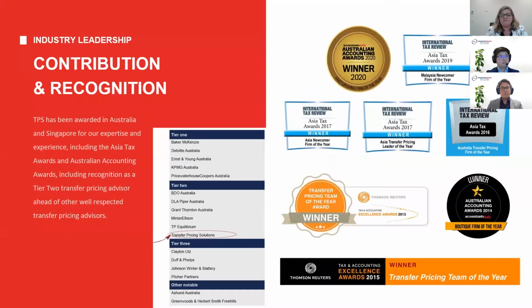Just a bit about some of our recognition. We have been recognised as a Tier 2 transfer pricing advisor in both Australia and Singapore, ahead of quite a number of very good firms as well, so we're very thrilled with that. We have been winners of many of the Asia Tax Award transfer pricing teams of the year, and also at the Australian Accounting Awards.